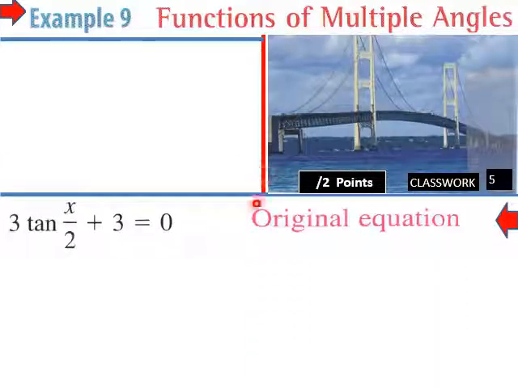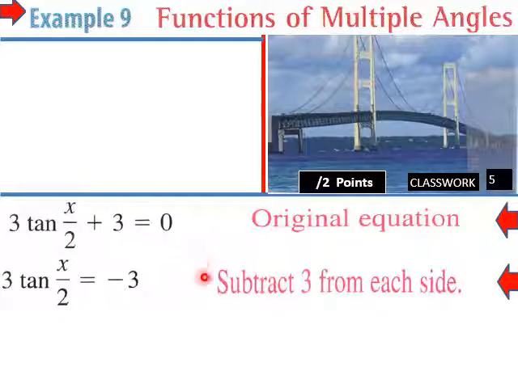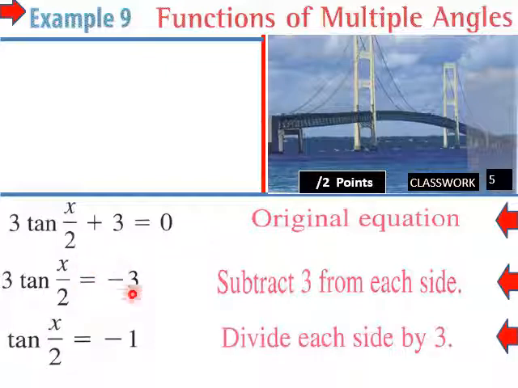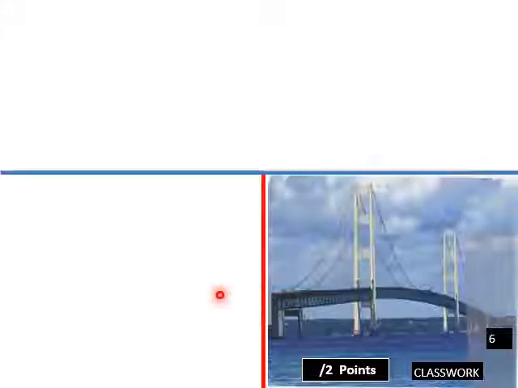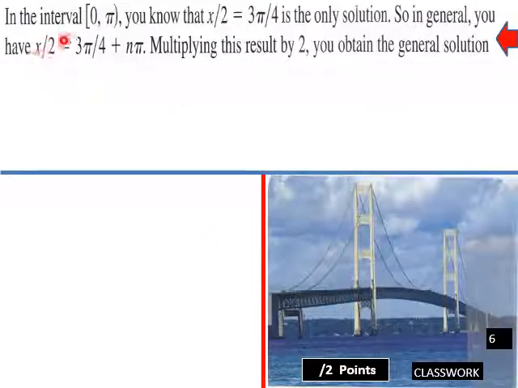So functions of multiple angles, we have 3 tan x over 2 plus 3 equals 0. So that is the original. To solve this, we're going to subtract 3 from both sides. We're going to begin to isolate our tan over here. Then we divide through by 3. We have tan x over 2 equals negative 1. Then when we analyze that further, in the interval of 0 to pi, you know that x over 2 equals 3 pi over 4 is the only solution. So in general, you have x over 2 equals 3 pi over 4 plus n pi here.